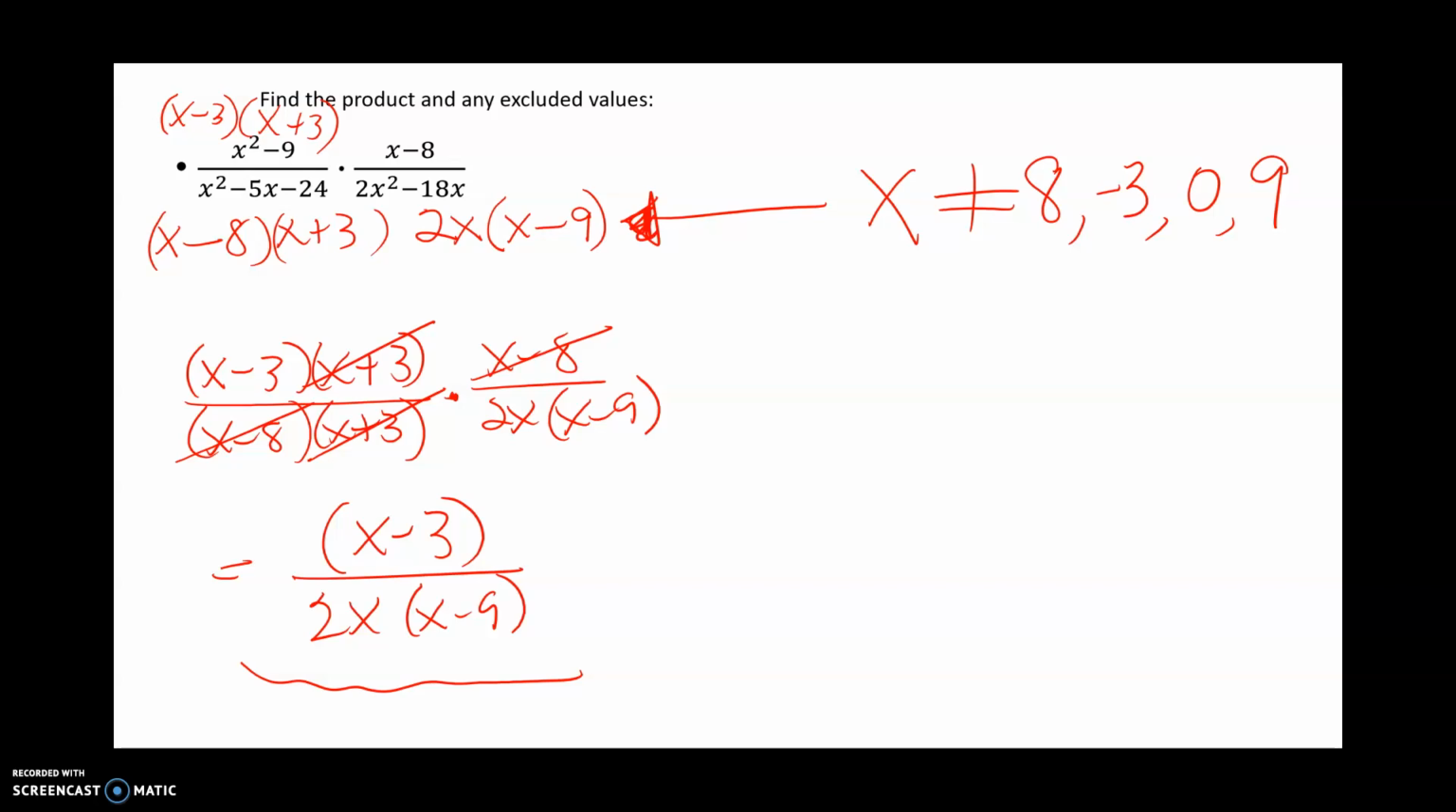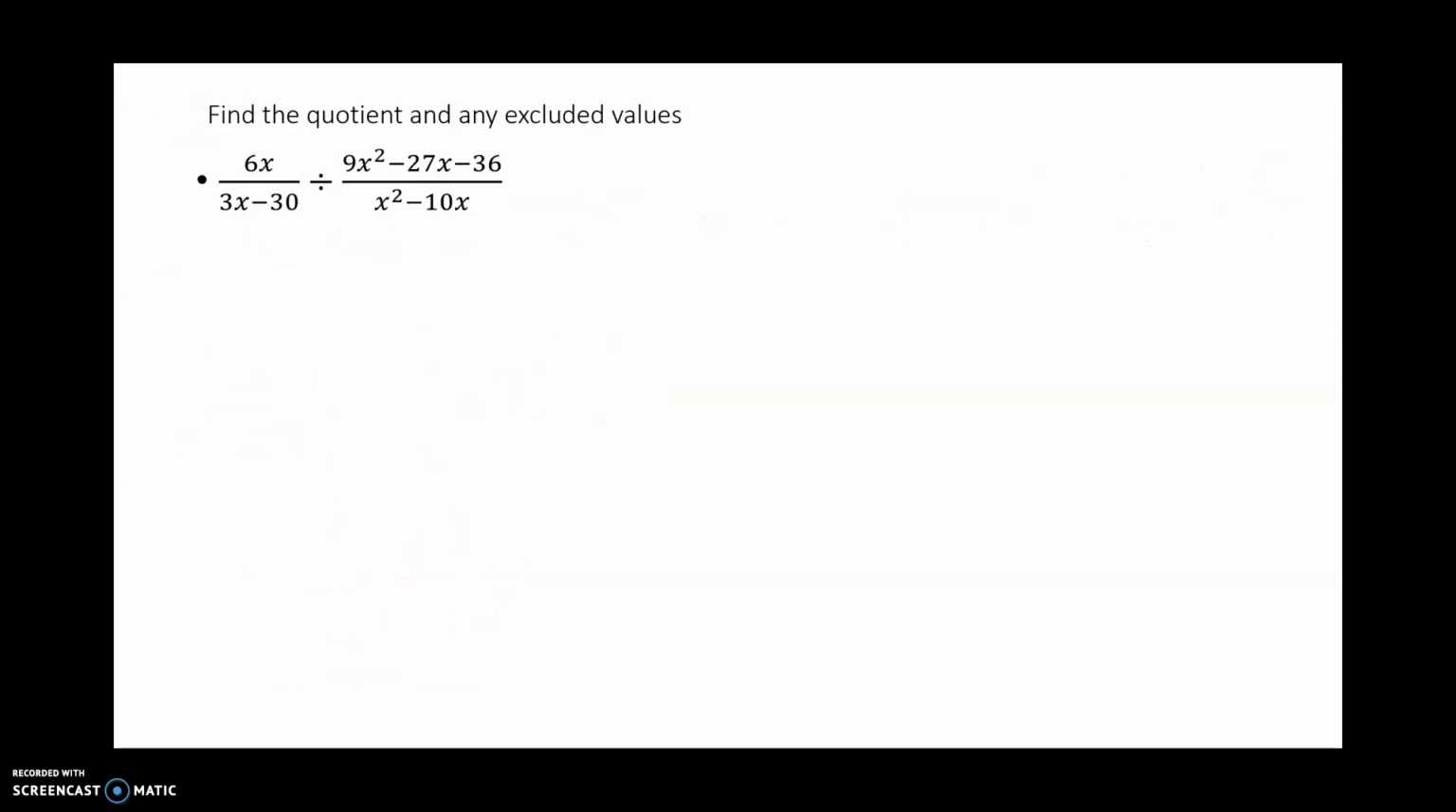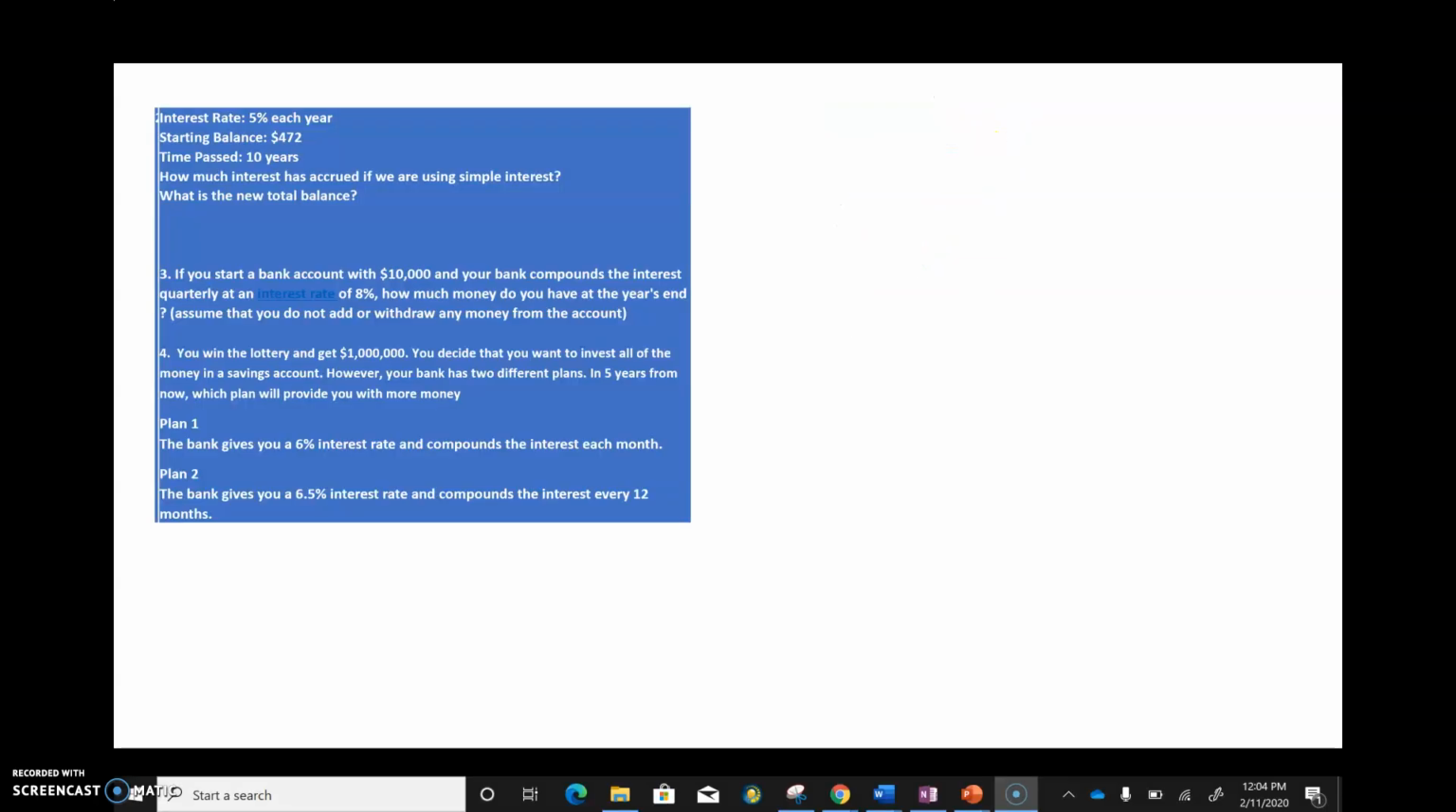Okay? The last thing we need to cover today is, what do we do when we're dividing? Well, remember, when we're dividing fractions, we're really not dividing fractions. If I had 1/4 divided by 2/3, instead, how do I do that problem? I take the 1/4 and I multiply by the reciprocal.